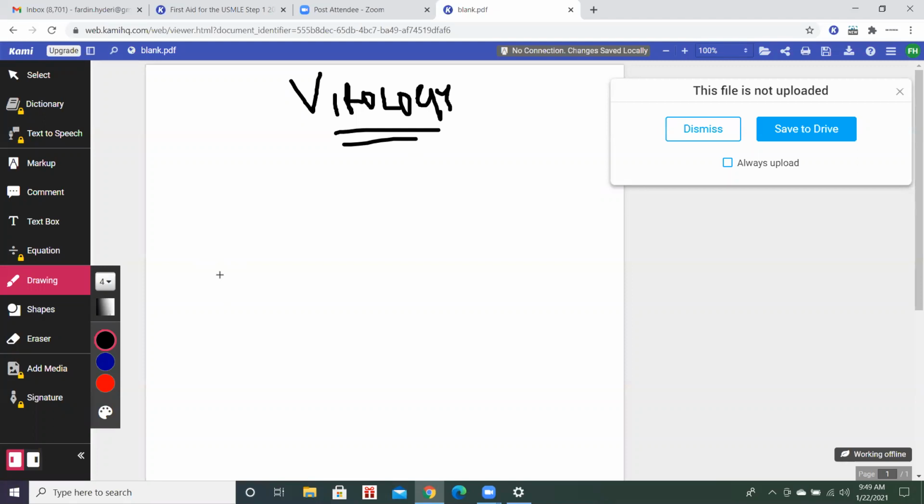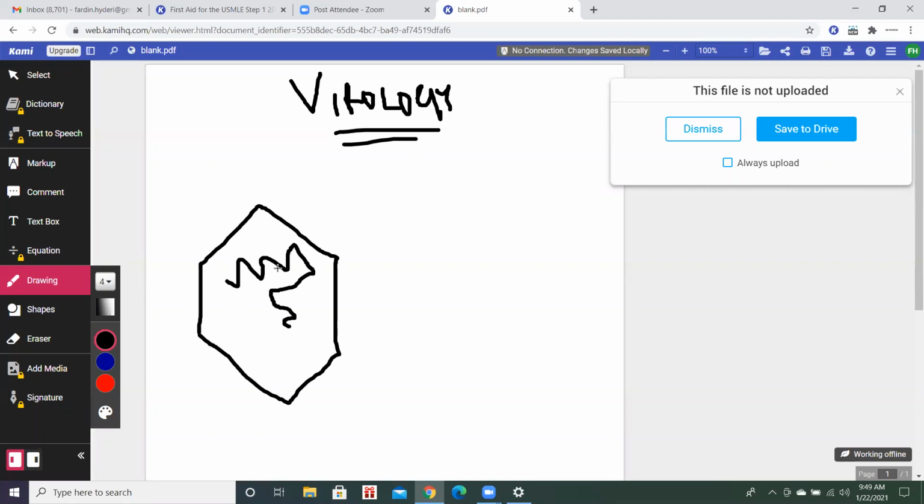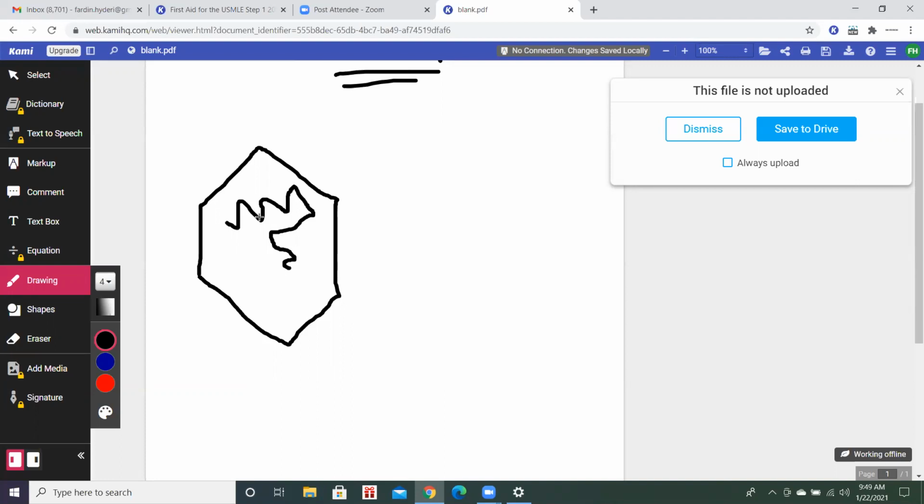So viruses in general, they have a nucleic acid, and they have a capsid. This is a very simple structure of a virus. This is basically how a naked virus would look. By naked virus, what we mean is a virus lacking an envelope. So a naked virus with an icosahedral capsid, this is what an icosahedral capsid looks like.